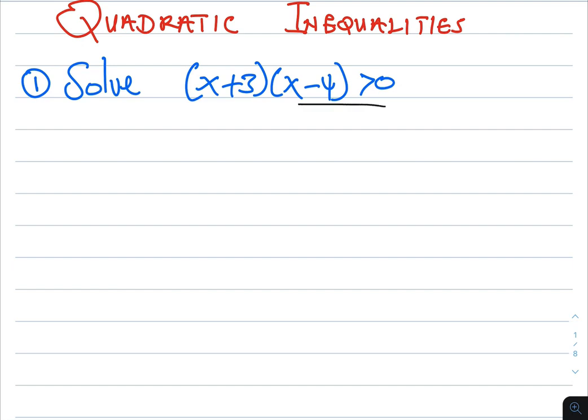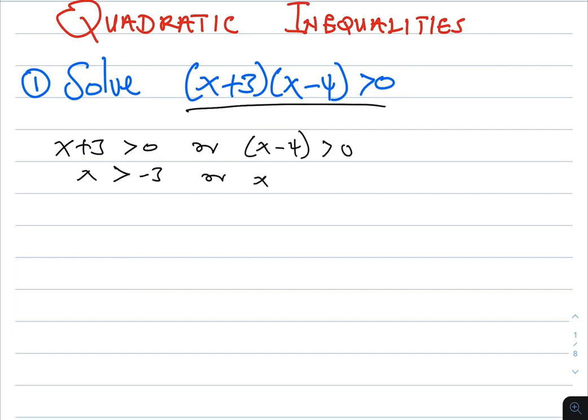Right, so the first question that we've been given is here. We have (x + 3)(x - 4) > 0. Ideally, you would want to just solve it straight away by saying that this is greater than 0 or that is greater than 0, which will give you x > -3 or x > 4. This is what you would do, but the problem is that these answers are not true.